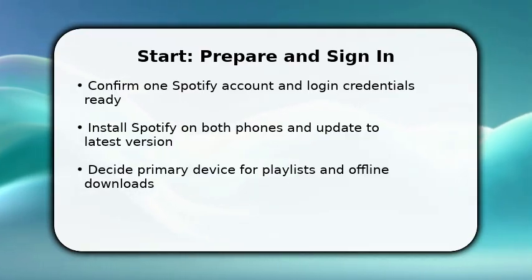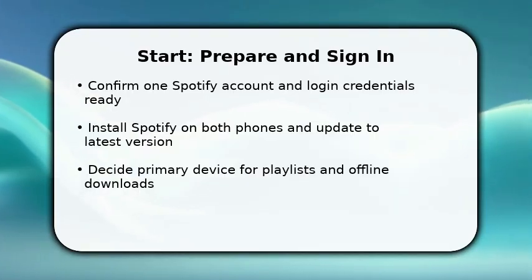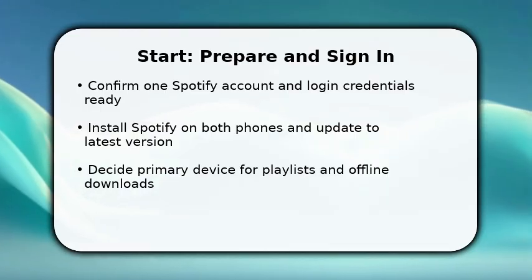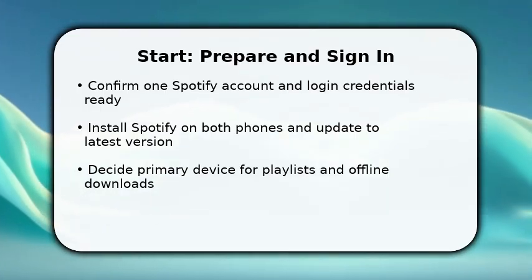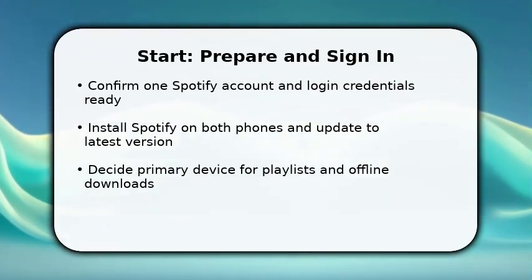You should disable automatic downloads on the second phone to save space. Use the primary device for heavy offline content. This prevents sync conflicts and preserves offline slots. Now move to managing playback and offline settings on each device.